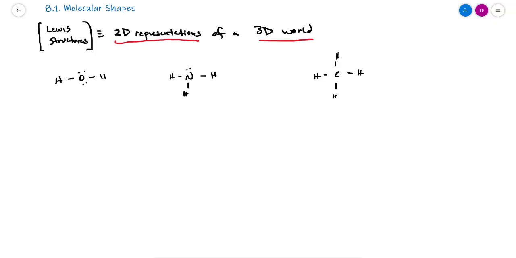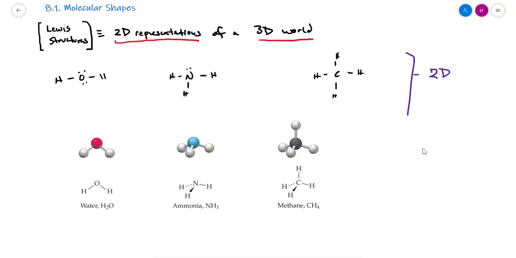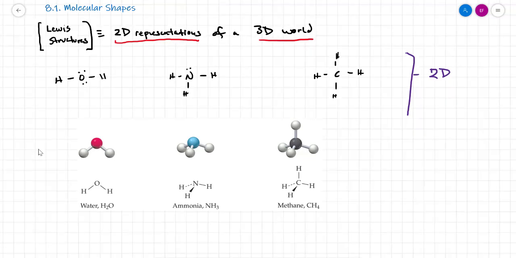So I've got the three Lewis structures for three common molecules written up here. I've got water on the left, ammonia in the middle, and methane on the right. And these are the two-dimensional representations that we've, in the last chapter or so, gotten pretty accustomed to. But they don't tell us anything about the three-dimensional structure of these molecules, so we need to translate to the next dimension. The actual three-dimensional structures for the molecules are in the center here in the colored version.